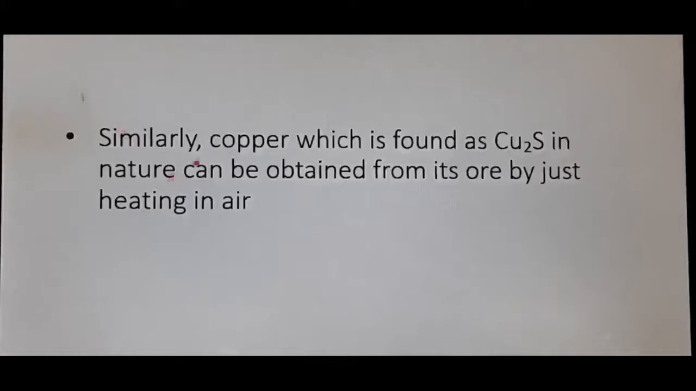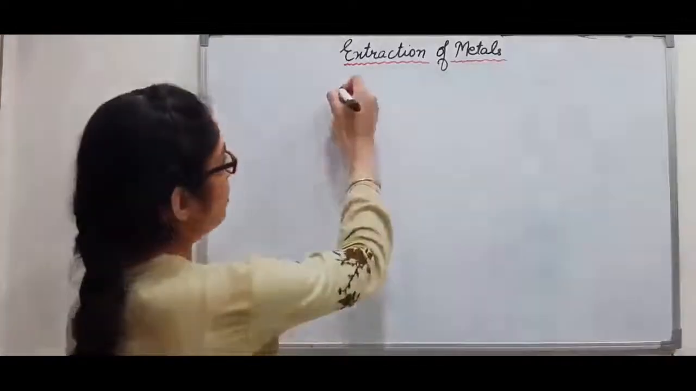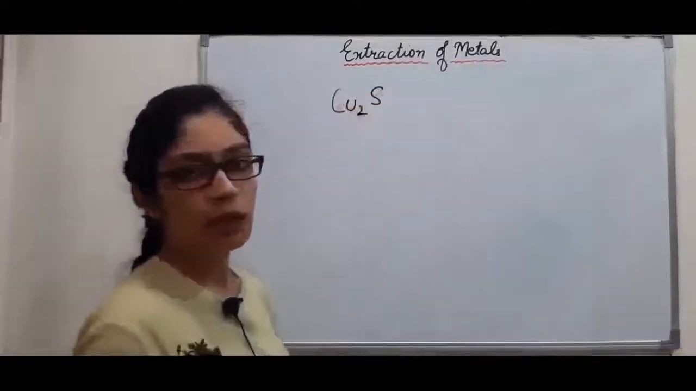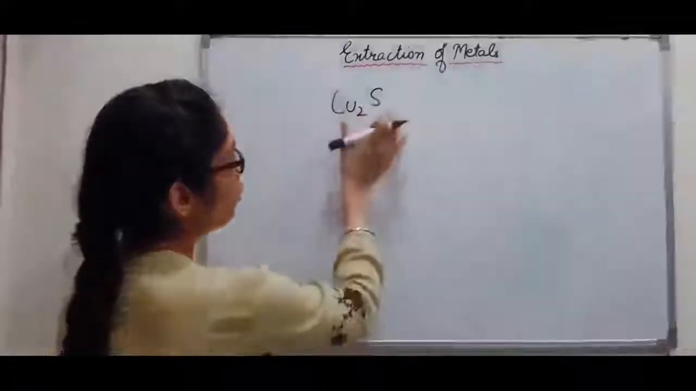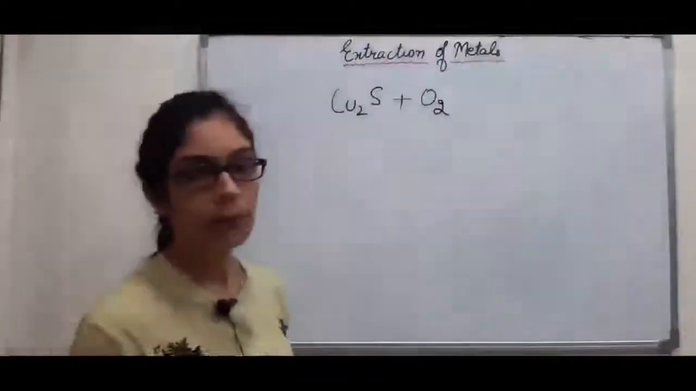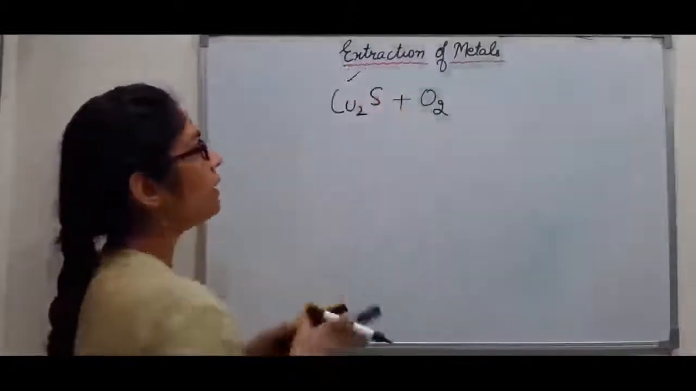Now similarly, copper, which is found as copper sulfide in nature, can be obtained from its ore. We have just now seen the chemical reactions of mercuric sulfide or cinnabar. Now let's see the reaction of copper sulfide. This reaction is very similar to the previous reaction. Copper also comes in the metals which are very less reactive. So copper sulfide can also be directly converted or reduced to its metal by just heating it.